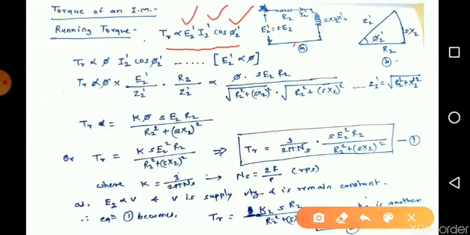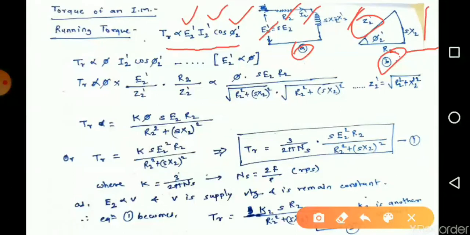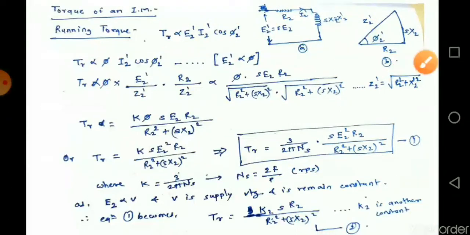Figure A represents the equivalent per phase circuit of the rotor, consisting of a rotor resistance R2, rotor reactance at standstill X2', the rotor induced EMF at standstill E2', and the rotor current. Figure B represents the impedance triangle, consisting of R2, the horizontal component, then SX2, the vertical or perpendicular component, and Z2', the impedance, which is the diagonal component. So based on this, we'll derive the torque under running condition.